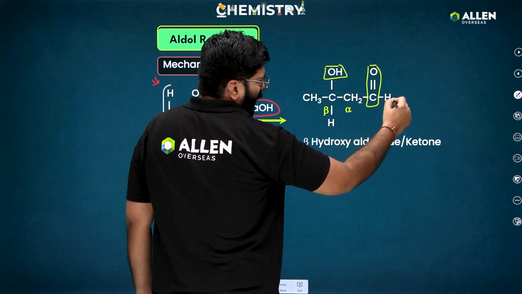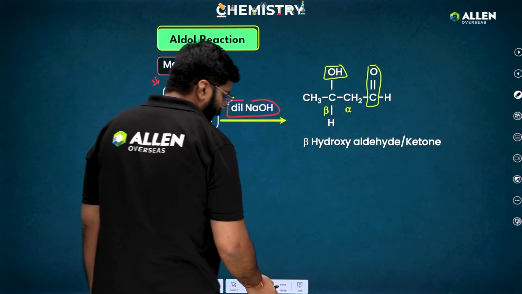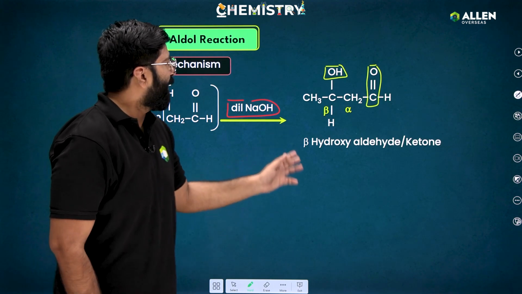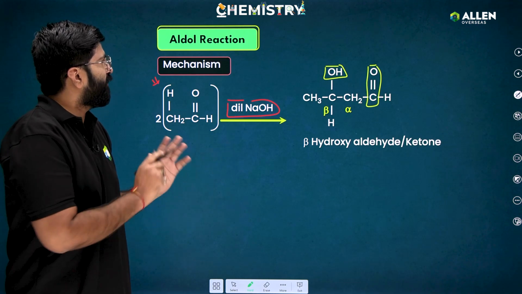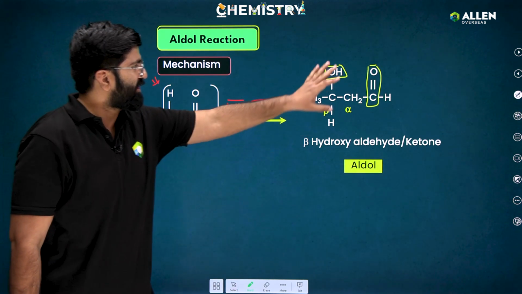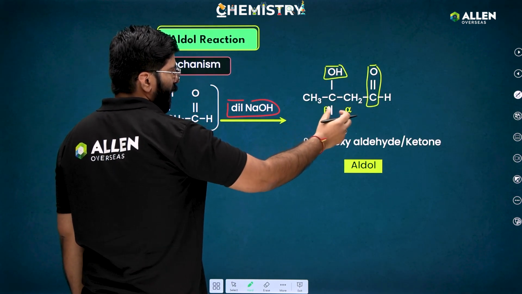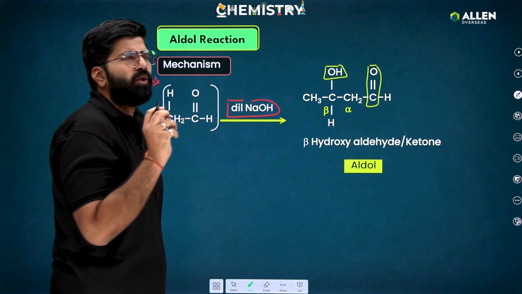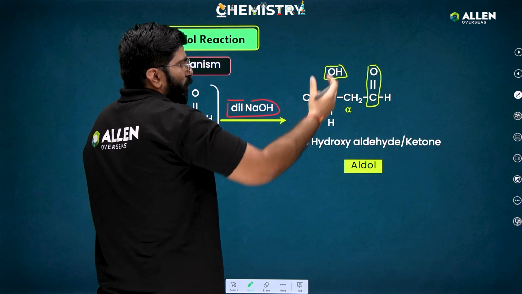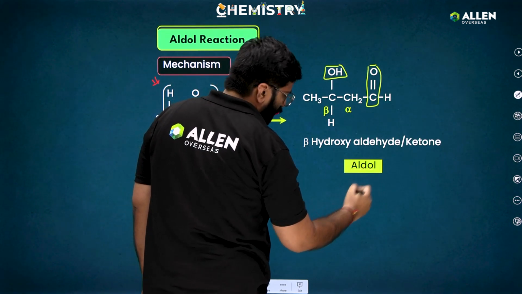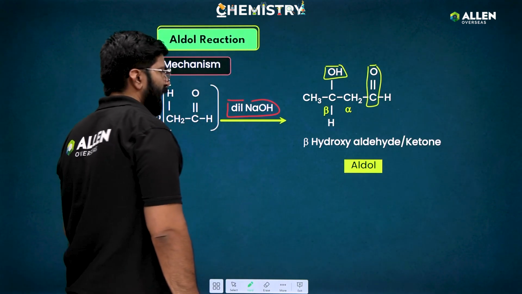And instead of this hydrogen, if there would be a CH3, this would become your ketone. This would have become your ketone. That's why we can either call it a beta hydroxyaldehyde or a beta hydroxy ketone. So this is the general mechanism of your aldol reaction, and this is nothing but your aldol. That's why I told you, afterwards we will understand what is actually your aldol, and this is your aldol. You can also remember it one more way: this is your aldehyde group and that is an alcohol group. That's why in short this is also called aldol. Aldehyde plus alcohol, we can call this aldol.